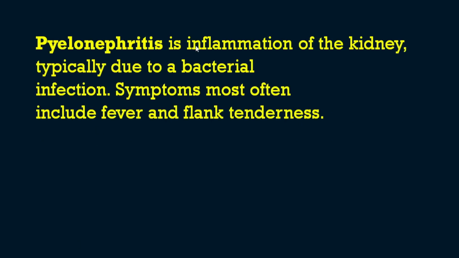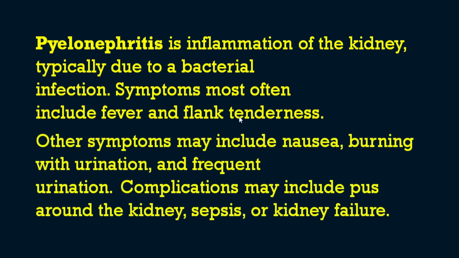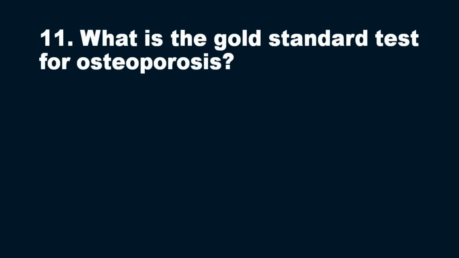Pyelonephritis is an inflammation of the kidney, typically due to a bacterial infection, and the symptoms most often include fever and flank tenderness. Other symptoms include nausea, burning with urination, and frequent urination, and the complications include pus around the kidney, sepsis, and kidney failure. So this is in short about pyelonephritis. Understood now the RBC casts and WBC casts in renal diseases. So moving on to the 11th question in our series.